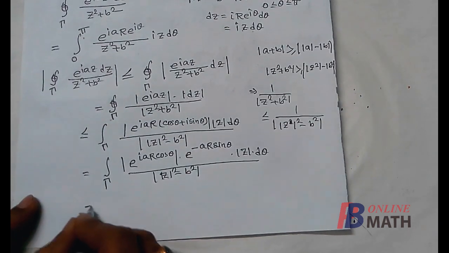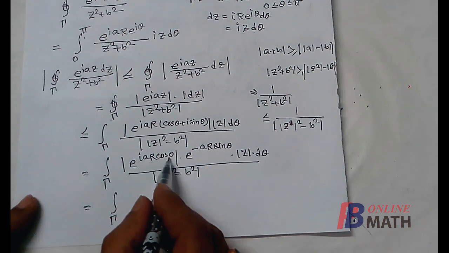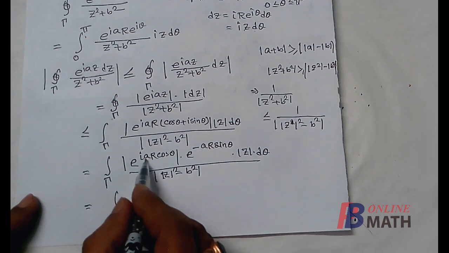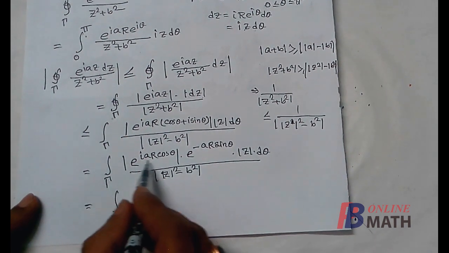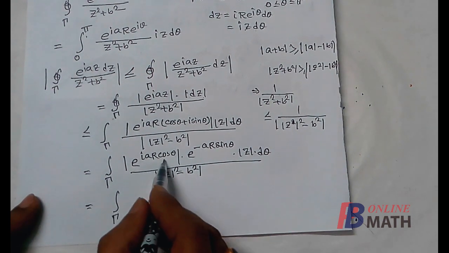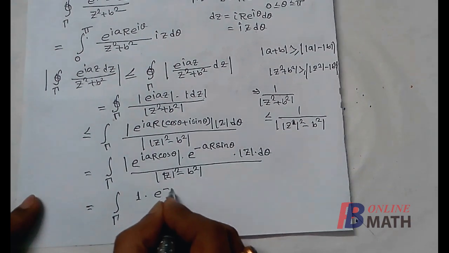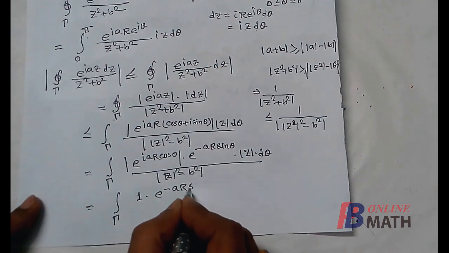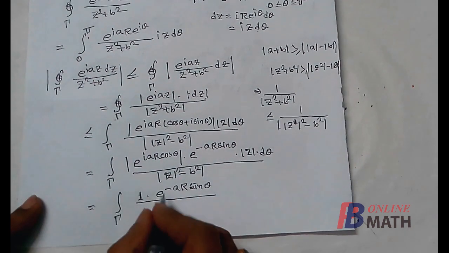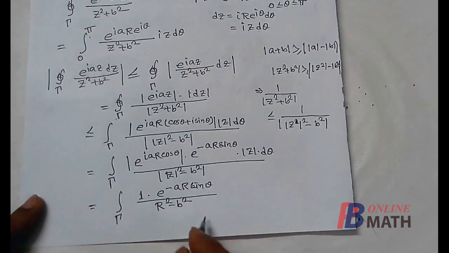So then it becomes, now e to the power i a r cos theta. a r cos theta is a real number. So e to the power i into some real number. Its modulus is always 1 because it is cos of this plus i sin of this. So it is always 1. e to the power minus a r sin theta divided by, along the curve gamma it is capital R square minus b square.